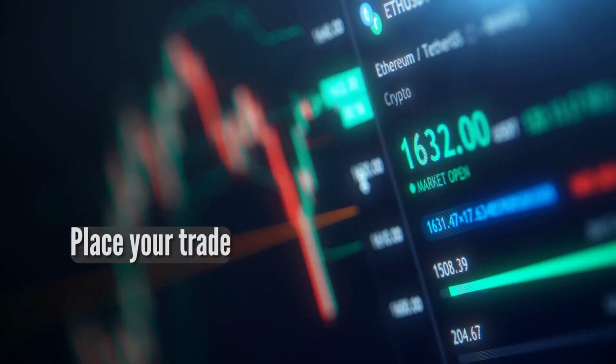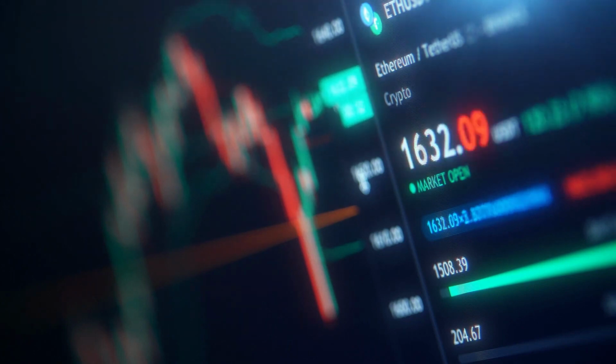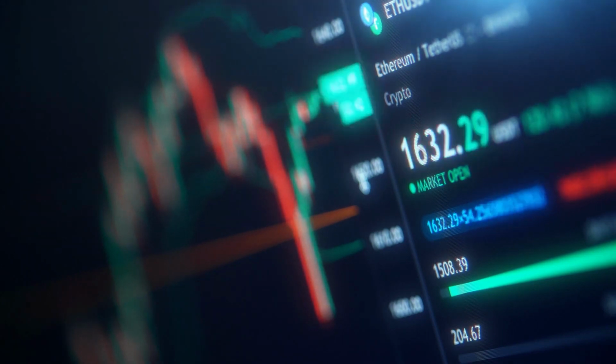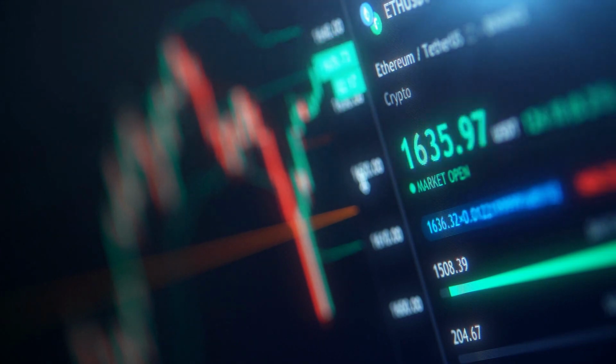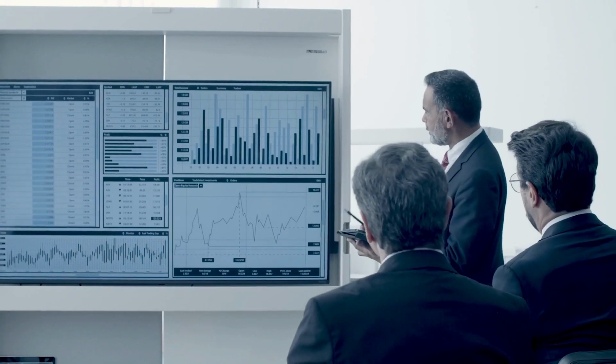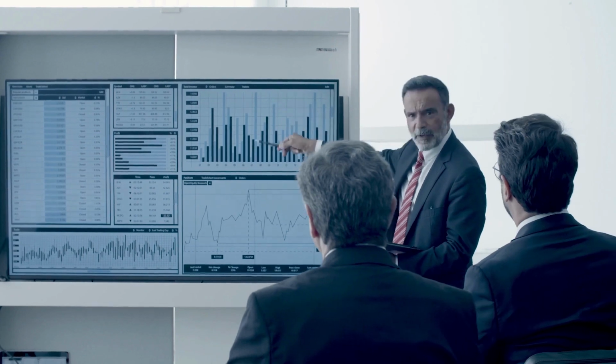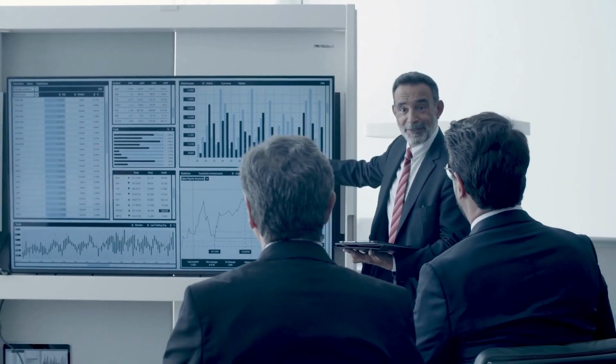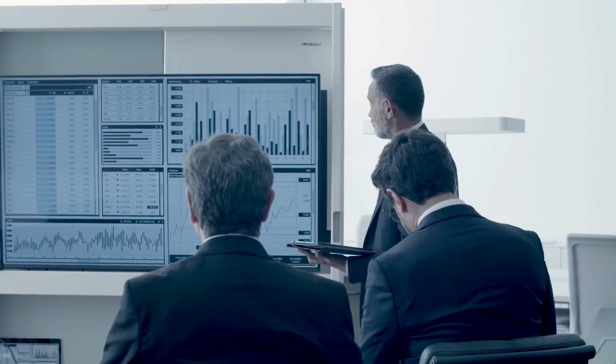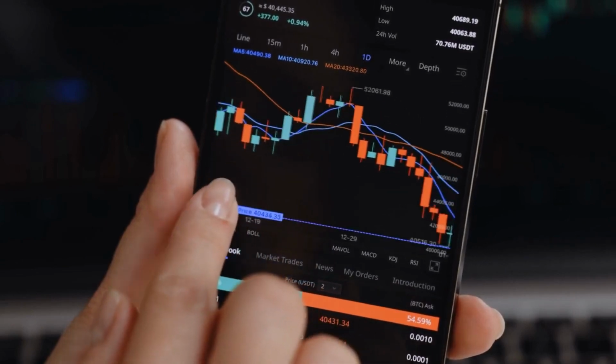Place your trade. To invest in gold futures, you need to place an order with the brokerage firm to buy or sell gold futures contracts. You can place your trade online or through a broker. It is essential to ensure that you understand the contract specifications, such as the contract size, delivery months, and tick value, before placing your trade.